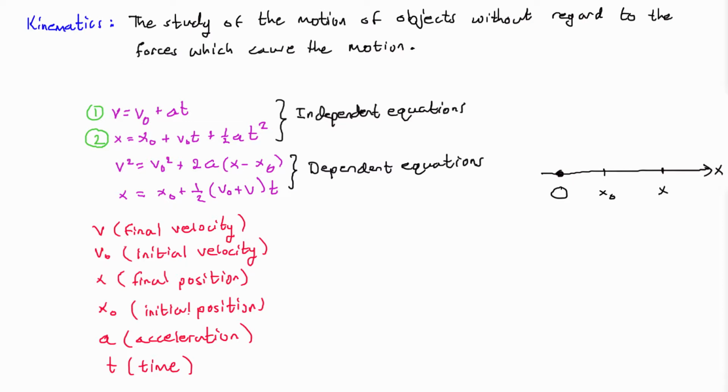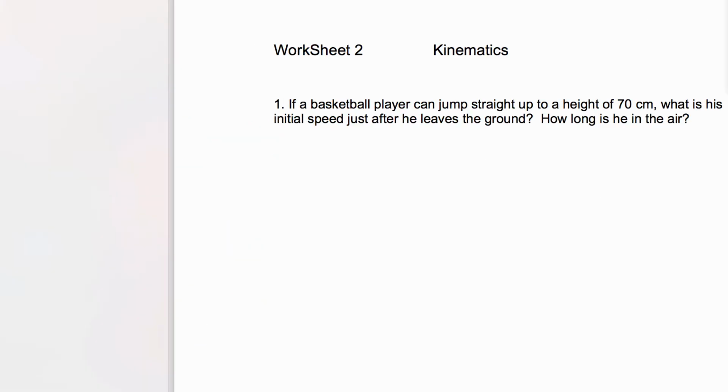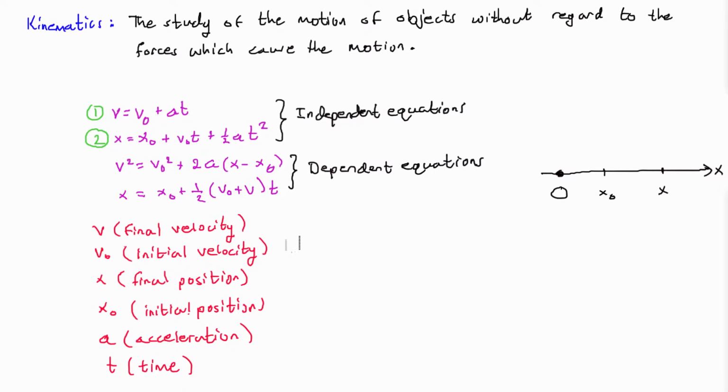Now, if we go back to the problem, it asks us to find the initial speed, right? Just after he leaves the ground. So what symbol are we looking for? We're looking for V naught. Exactly, we're trying to solve for V naught. So V naught is our goal.